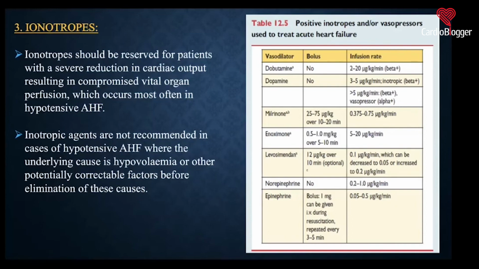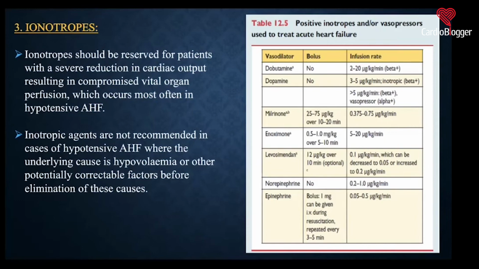I already discussed levosimendan. It should be used in patients who are previously on beta blockers, and should not be used in CKD, where dobutamine is the first drug of choice. Also, levosimendan can be used in cardiorenal syndrome, not CKD, but cardiorenal syndrome.